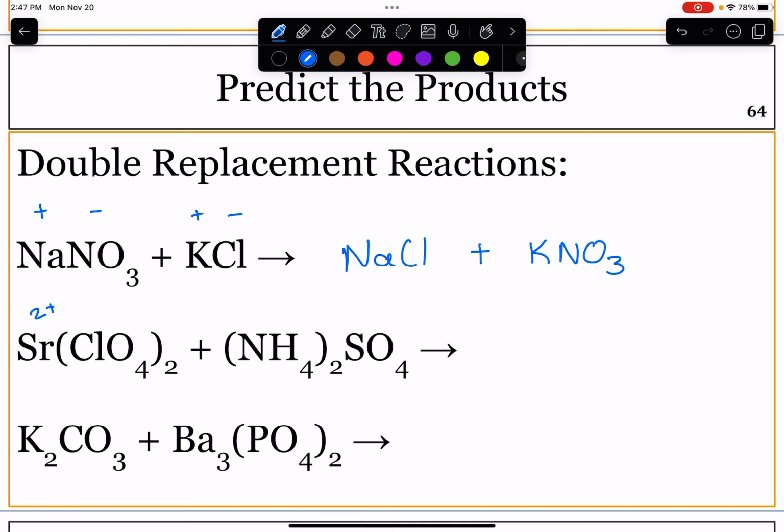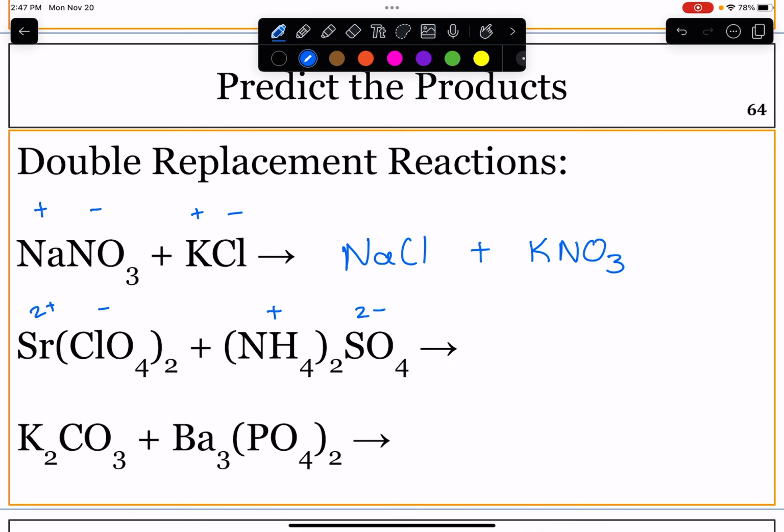Strontium is a +2. ClO4 is the polyatomic ion perchlorate, and it has a -1 charge. NH4 is the polyatomic ion ammonium with a +1 charge, and SO4 is the polyatomic ion with a -2. This is why it's very important to be familiar with your polyatomic ions. Strontium is going to make a compound with the negative sulfate. +2, -2, this is neutral the way it's written. The positive ammonium with the negative perchlorate make a compound like this, ammonium perchlorate.